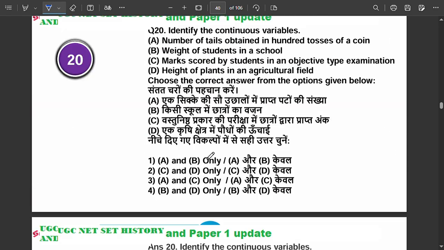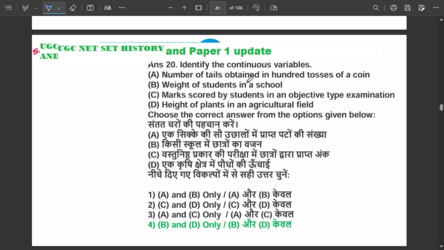Next, question number 20. Identify the continuous variables. Weight of the student in school and height of the plants in an agricultural field. So B and D was the correct answer. Option number 4 and other options are incorrect. So option number 4 was the correct answer.